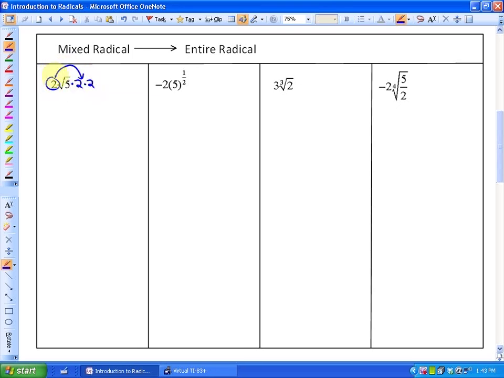So to do that, we have to put in a pair of 2s. This will be the square root of 5 times 2 times 2, which is equivalent to the square root of 20. So that's the entire radical.